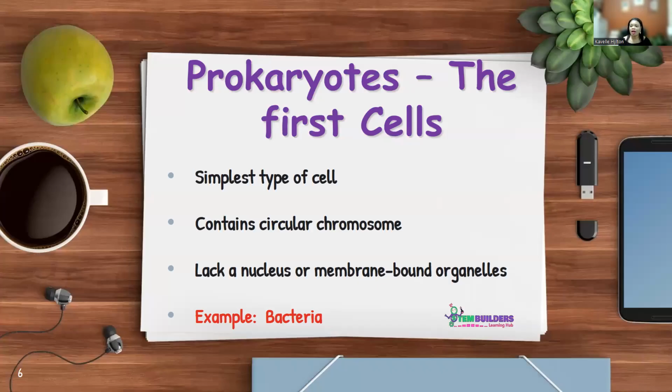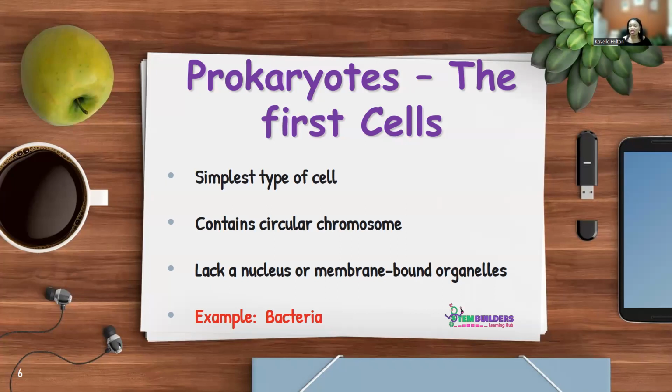Prokaryotes. So they were actually the first cells. And pro actually means before. I always say prokaryote, that means before the nucleus. And so that's something that you will learn about prokaryotes. They're the simplest type of cell. They were thought to be the first type of cells that ever existed.